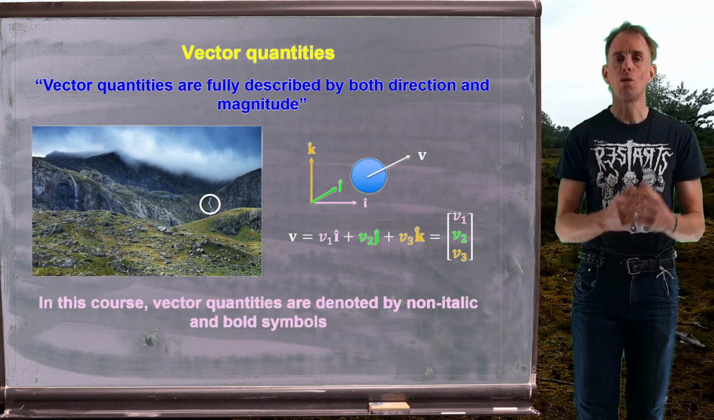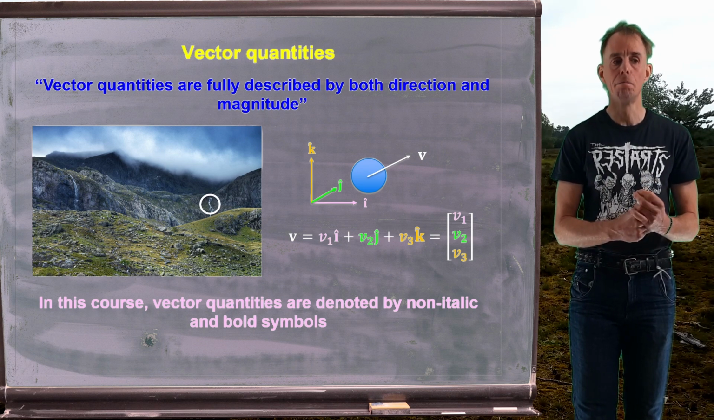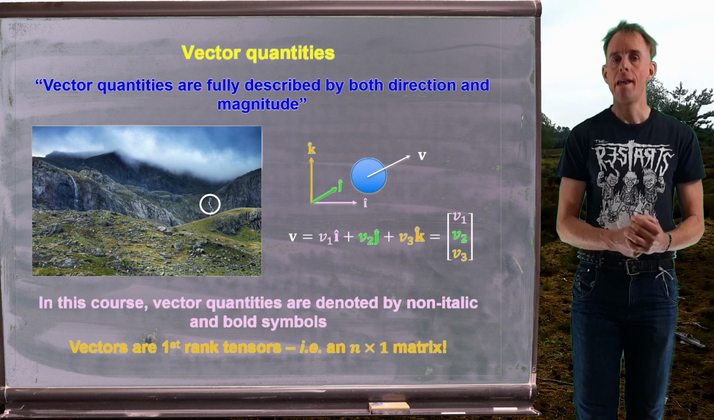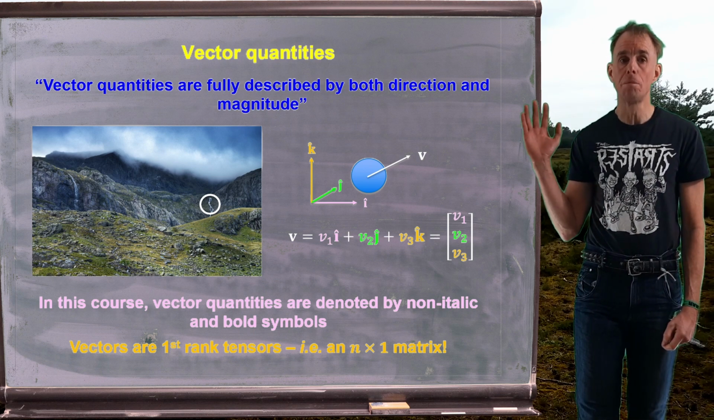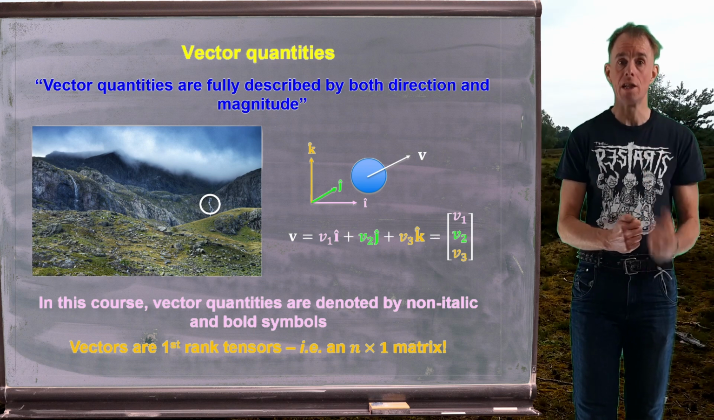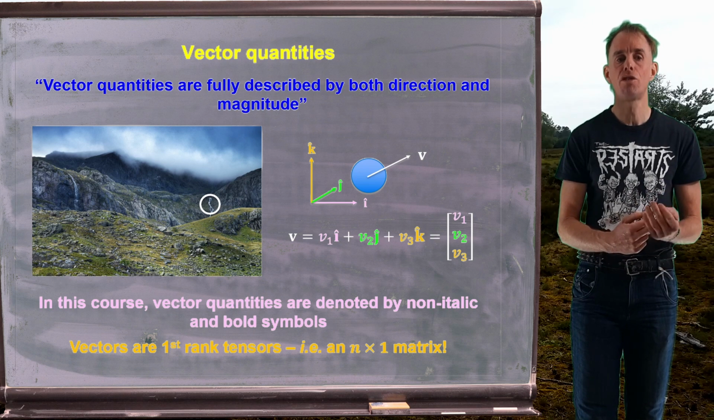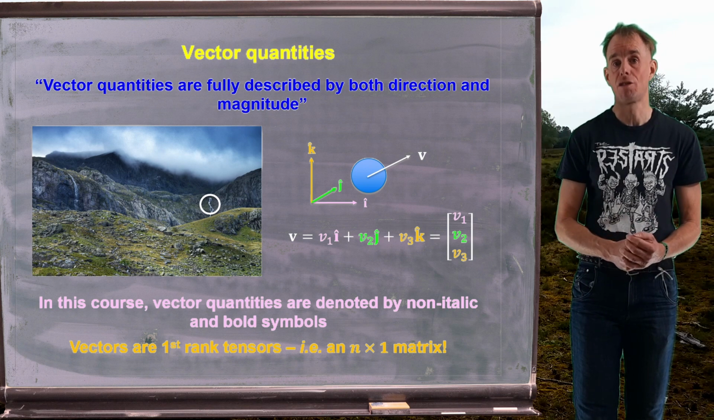So, throughout this course from a typographical standpoint, vector quantities are going to be denoted by non-italic and bold symbols. And as I've already alluded to, if we think about rank of tensors, that vector quantity that I put on the blackboard has now 1 dimension. It's got a column. And so we call vectors first rank tensors, and we can think of this as a 3x1 matrix.